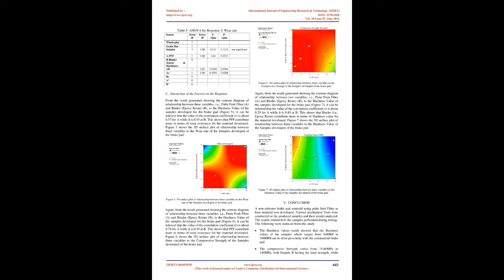B. Analysis of variance. Analysis of variance, ANOVA, is a collection of statistical models and their associated estimation procedures used to analyze the differences among group means in a sample. This method was utilized to predict if there is any significant difference in the mean of the experiment. ANOVA for the responses are shown in Tables 3, 4, and 5 respectively. Interaction of the factors on the response.